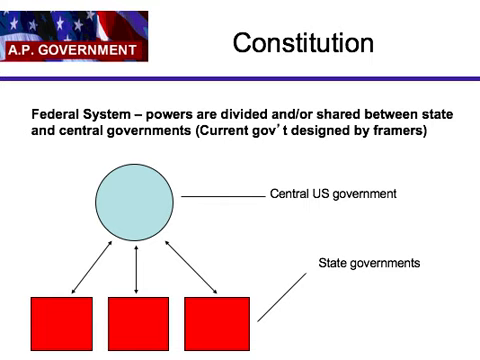The Constitution then creates a federal system. These powers are divided and shared between state and central governments. Again, there's going to be a strong central government, but states will still have their power. And if you look at the arrows, they're going back and forth, meaning that they share certain powers and they have their own separate powers. This is the idea of federalism.